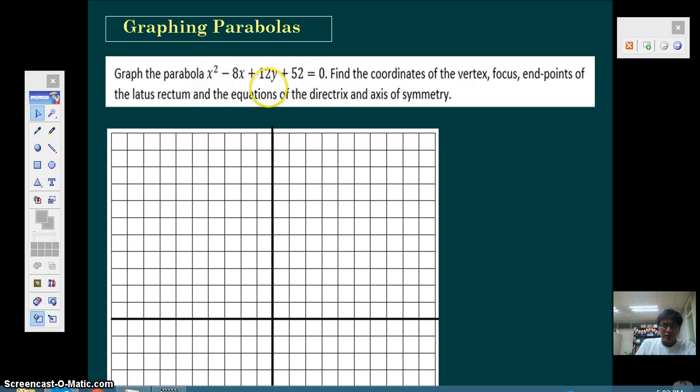And know that this is a parabola since only the variable x is being squared. And if the variable x is being squared, this is either a parabola that opens upward or downward. But before we graph this, we need to convert this first into its standard form. Let's recall the standard forms.